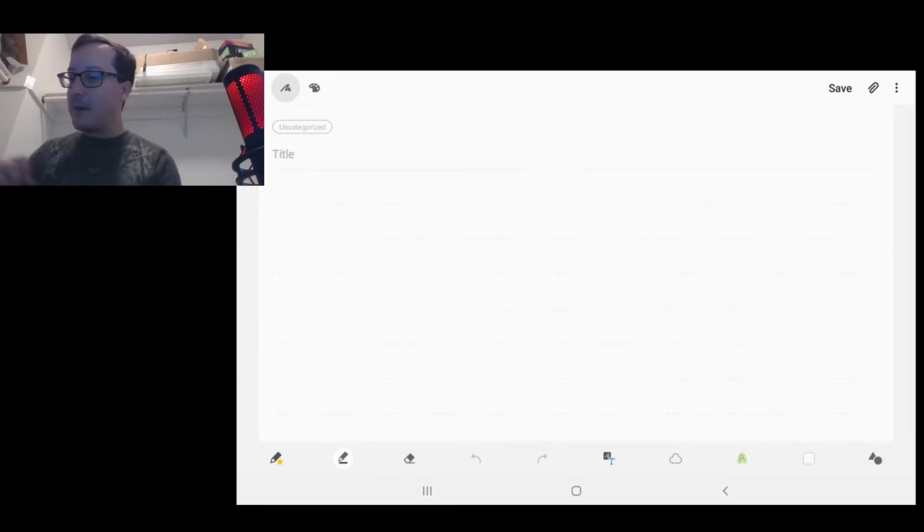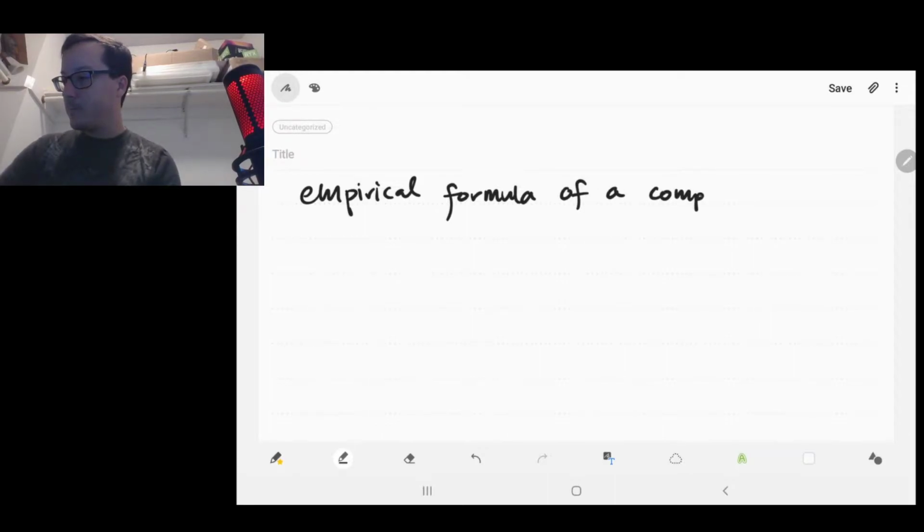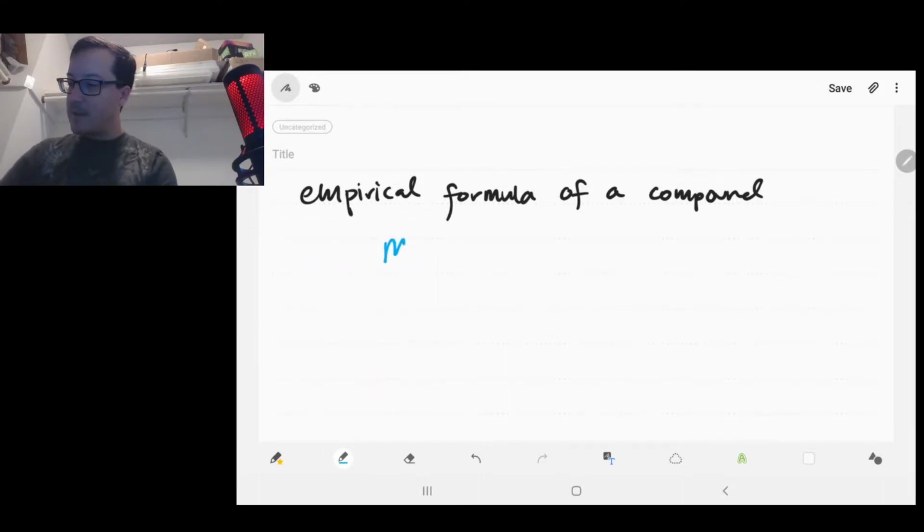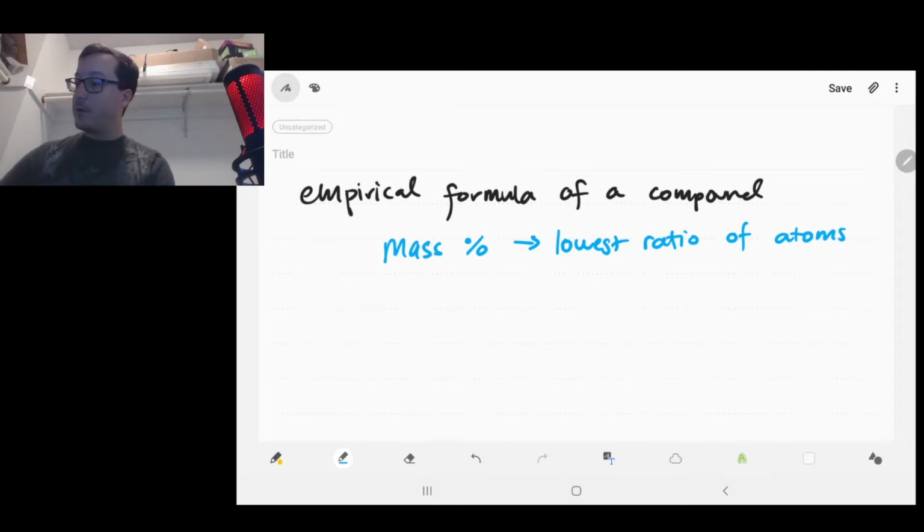Okay, let's talk about it then. Let's talk about the empirical formula of a compound. So the empirical formula is essentially what we're doing here: we're going from the mass percent to the lowest ratio of atoms, which is what we call an empirical formula.